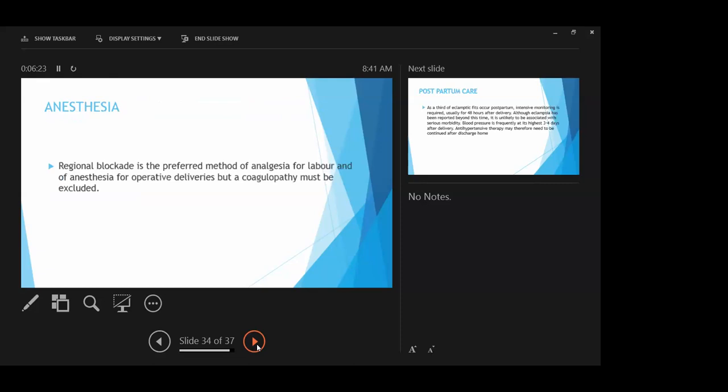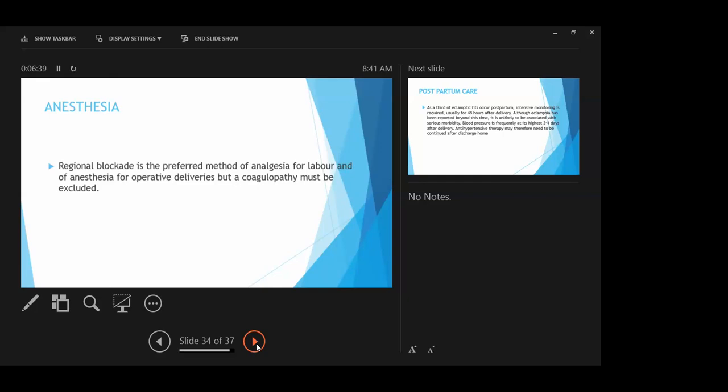Anesthesia of choice is regional blockade, because GA with ETT can cause severe hypertension. So we give regional blockade in pre-eclampsia patients, but coagulopathy must be excluded. Platelets should be more than 80.